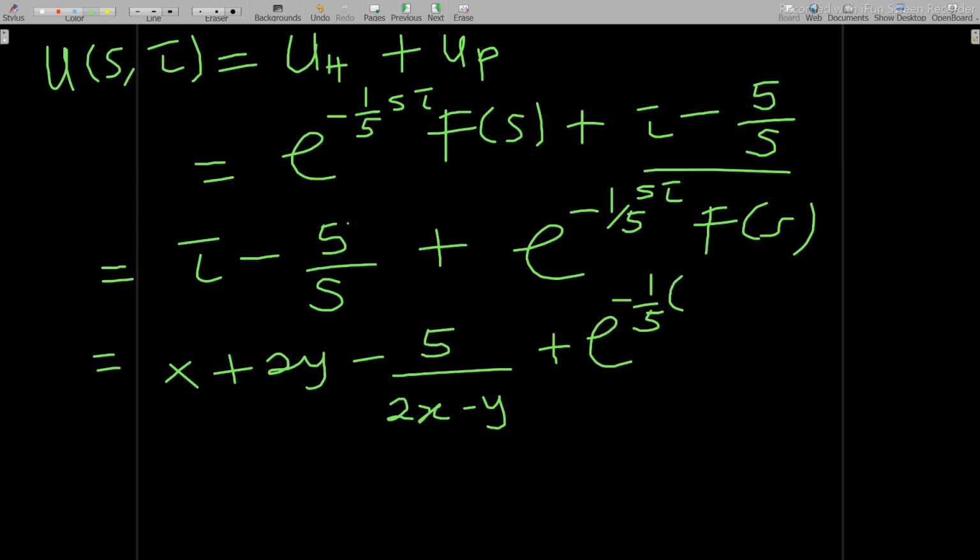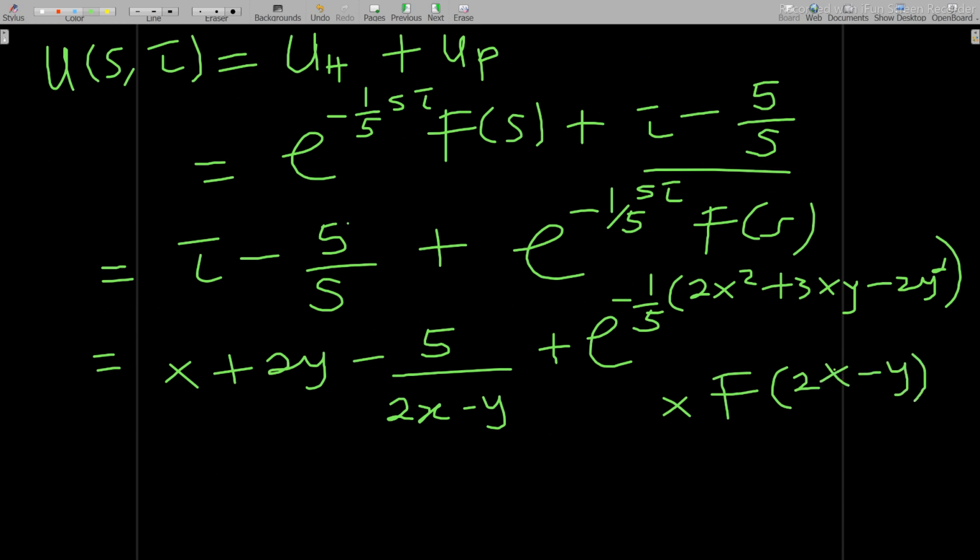When I multiply S and tau, we have 2x squared plus 3xy minus 2y squared, then times f of 2x minus y. So this is very simple. This is a solution to the PDE u of x, y that we were supposed to solve.